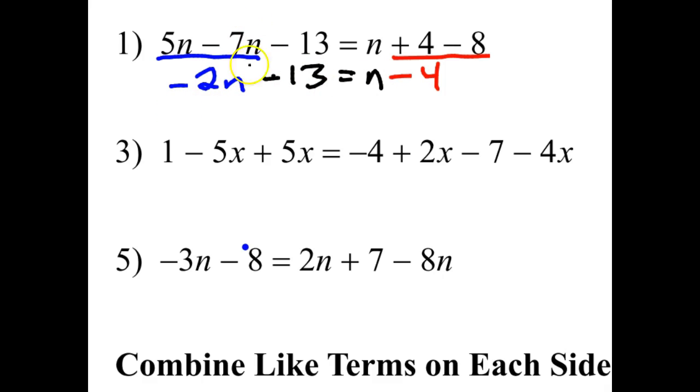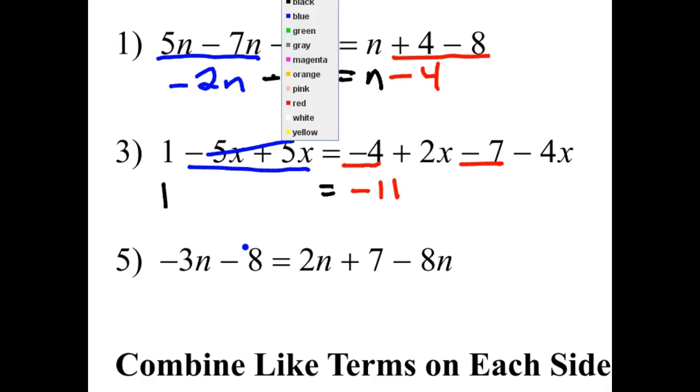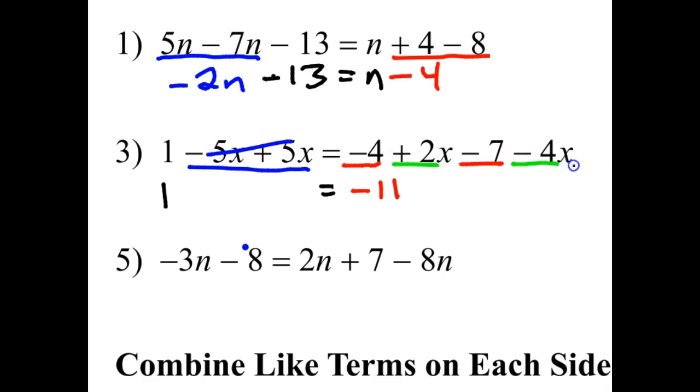And other times, like on number 3, like -5 plus 5, that just equals 0, so there won't be anything. And that makes the problem a little bit easier when that happens. Got it. Those two combined to be -11. We have 2x minus 4x, -2x.